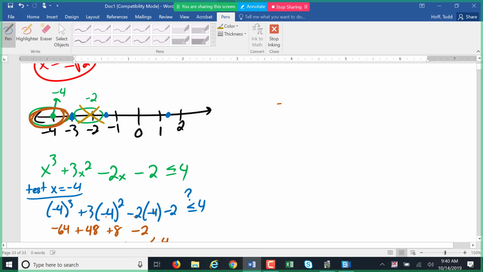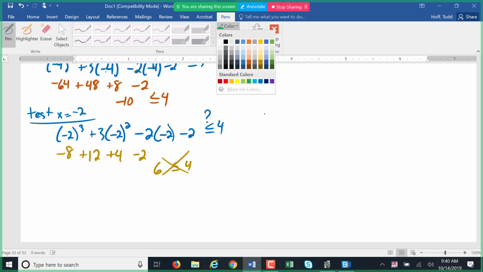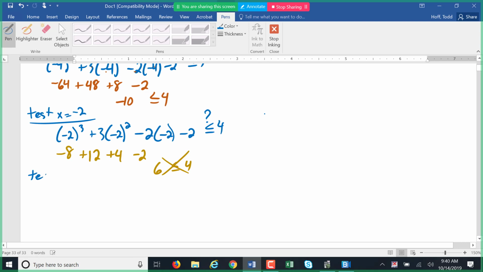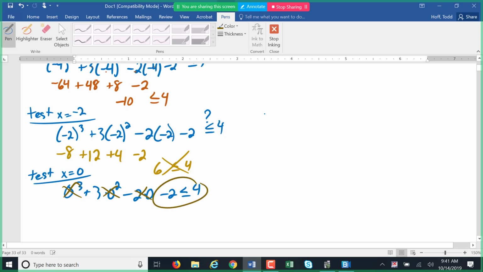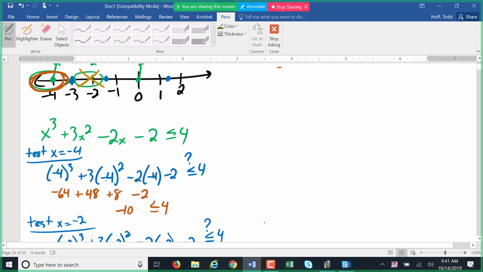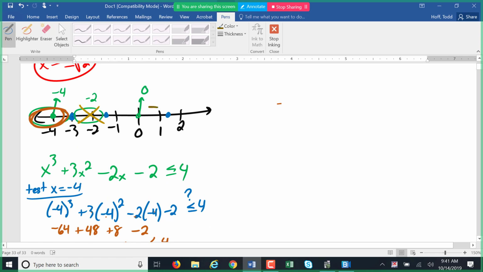So the next region, I'm going to take 0 just because that's always an easy point to test. So we got 0 to the third plus 3 times 0 squared minus 2 times 0 minus 2, which leaves us with simply negative 2. Everything else zeroes out. And negative 2 is definitely less than or equal to 4. So that region is true.